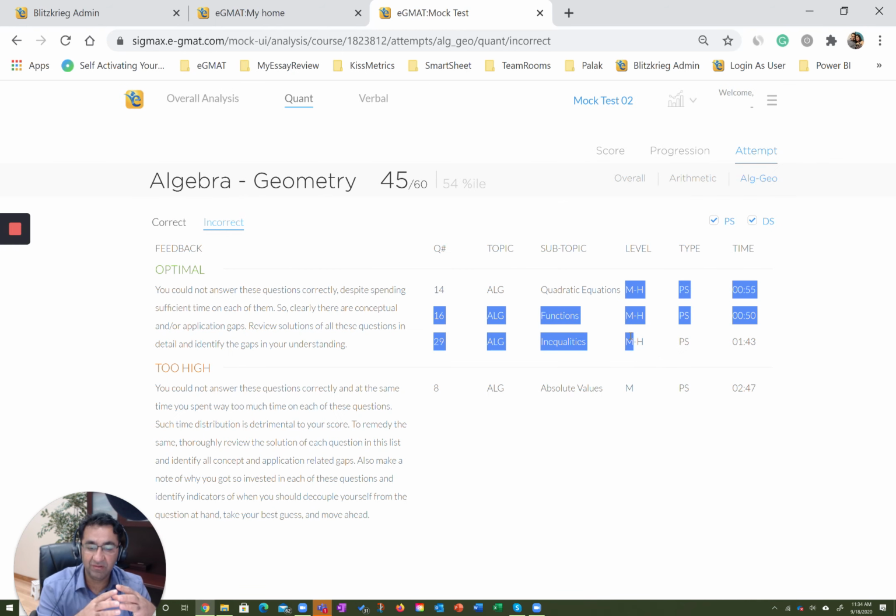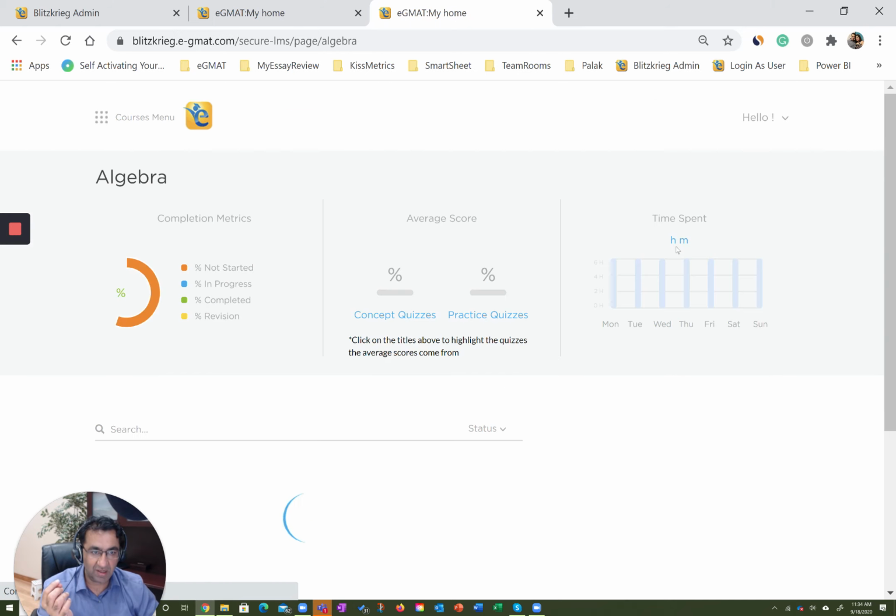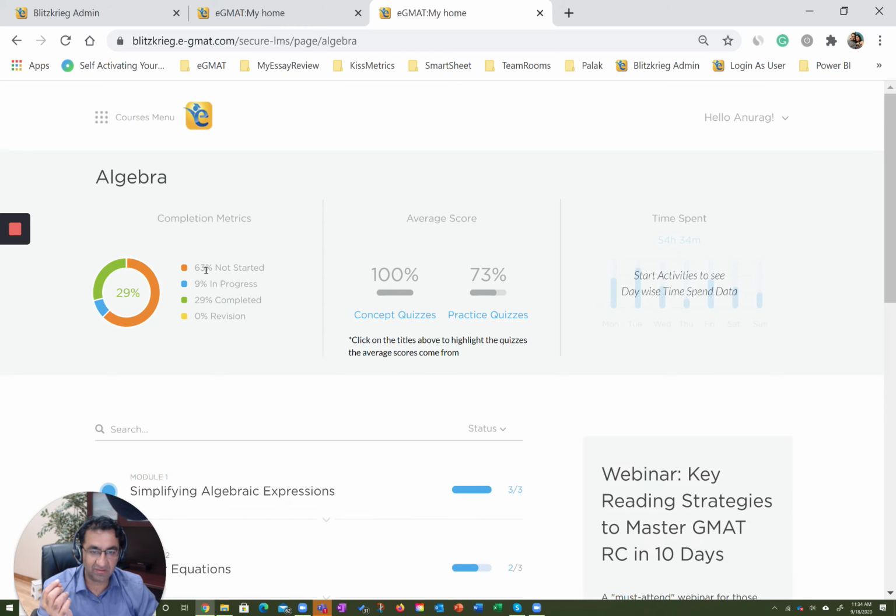So when you have these insights, one of the big things for him to get to that next 20 points of improvement is to focus on algebra, go back to the algebra course, and make sure you not only do the concepts. So let's go to the algebra course, and as you do this, you can really see 63% of that course is not even started over here. So he's done well in the concepts. He's not done as well in practice quizzes for the 29% of the course that he has completed.